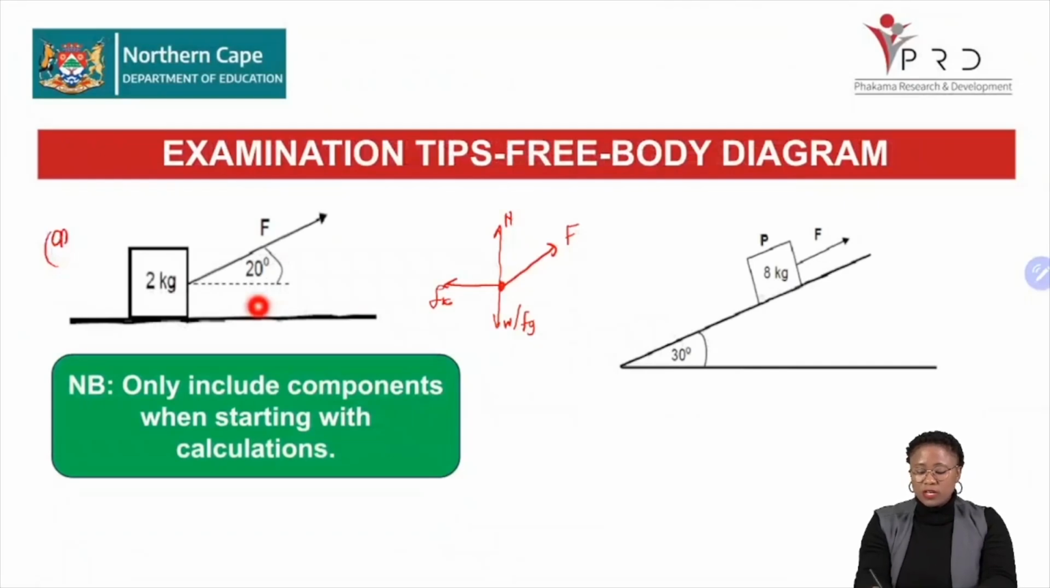And also, when you are given an object that is acting at an angle, remember, please do not include the component when you are drawing the free body diagram. So how will you draw it? Remember, you represent it with a dot. You always put FG going downwards, okay?